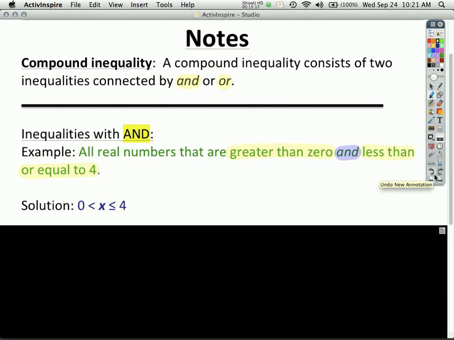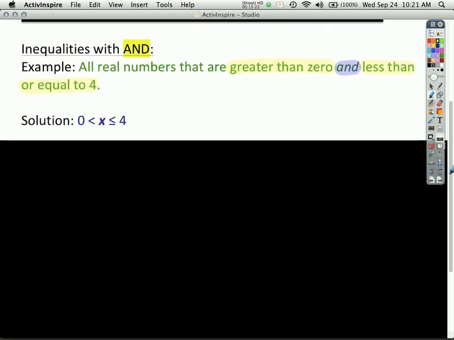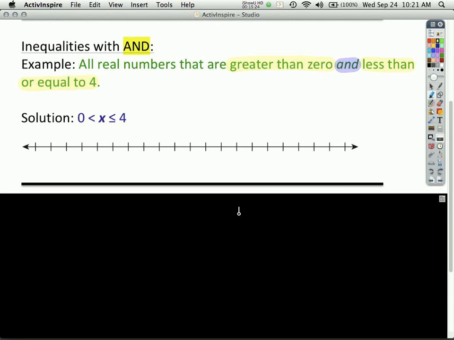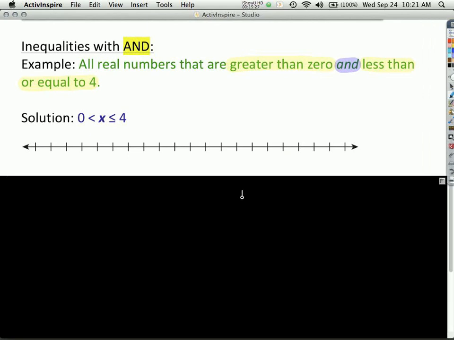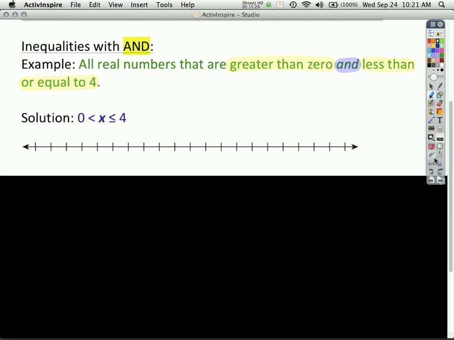Does anyone have any questions about that? So we have it in English, we have it in algebra. What about the graph? Can you graph that? I would expect every single one of my students to be able to graph that. So if you can graph each one individually, then you can graph them all together.